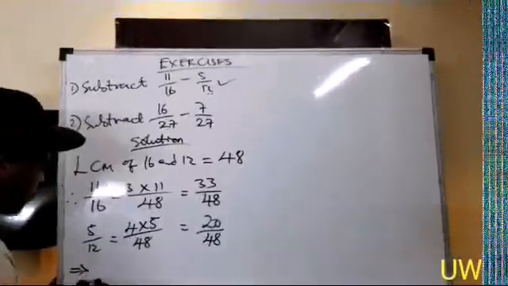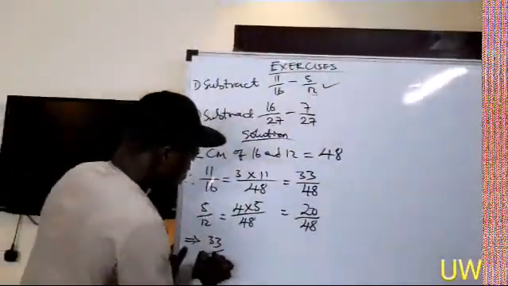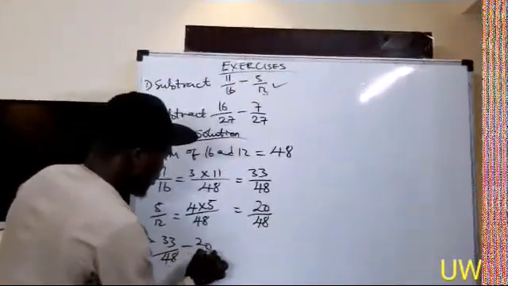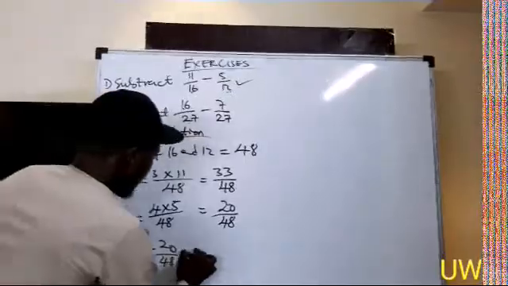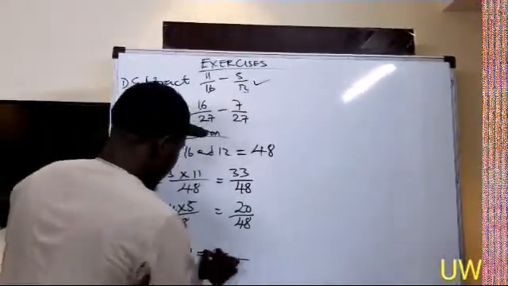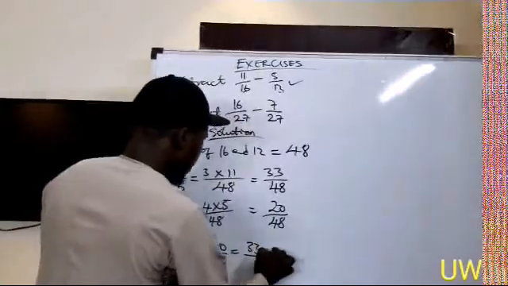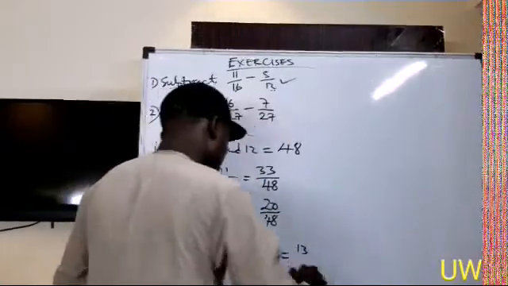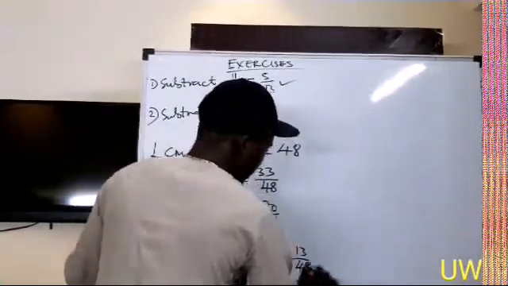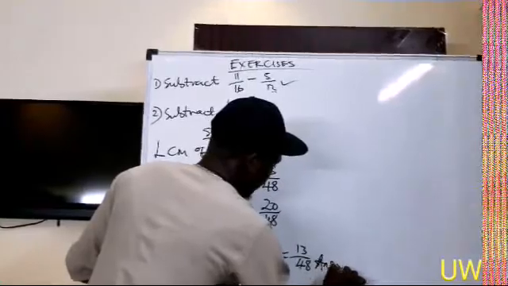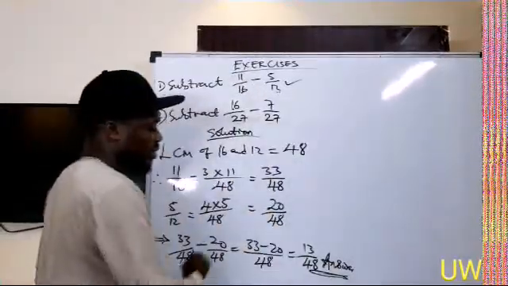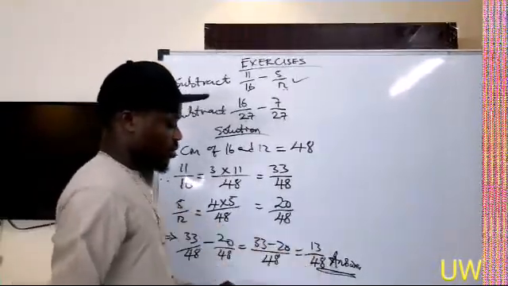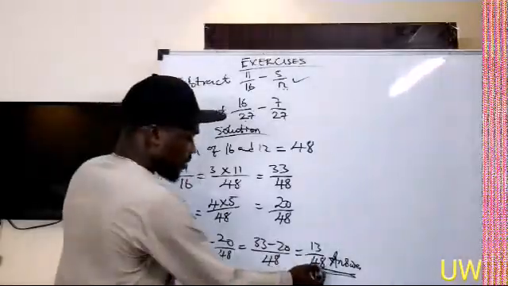This implies that 33 over 48 minus 20 over 48 is equal to, over 48, 33 minus 20, which is equal to 13 over 48. This is our answer. This is our answer because 13 and 48 have no common factors between them. So this is the simplest form.